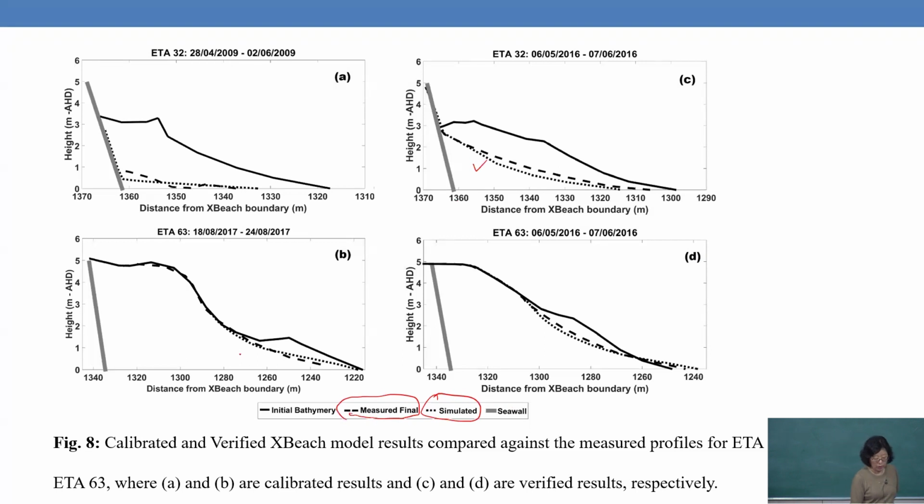So for quite a few storms, we did that. They all gave reasonably good results. So that's one of the applications we use. And also, what we are able to do with this in the future is, if we expect a certain storm is coming, then we are able to know what the erosion or the profile change will be. So we did quite a lot of analysis on that. So this is one of the examples we have.